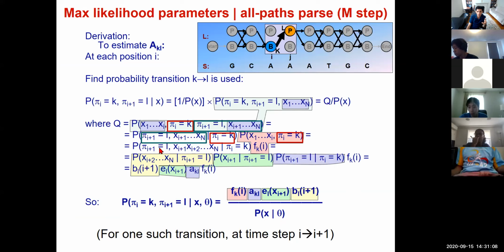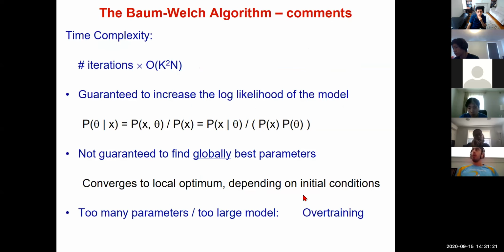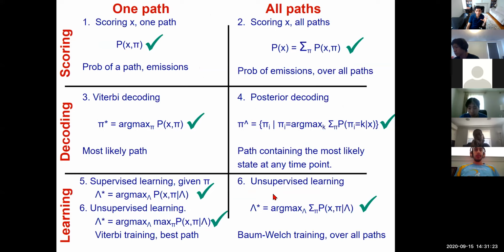All right, and then this is the derivation of how we can calculate these transition probabilities as a function of themselves. And that's how you end up with this forward, the transition, the emission, and then the backward. Okay? So we've basically covered all of the algorithms of hidden Markov models right now, of HMMs. We've looked at scoring from both sides now, from one path and from all paths. We've looked at decoding from one path and from all paths.